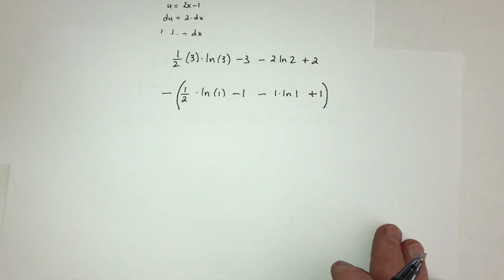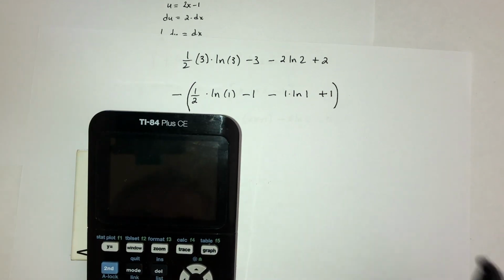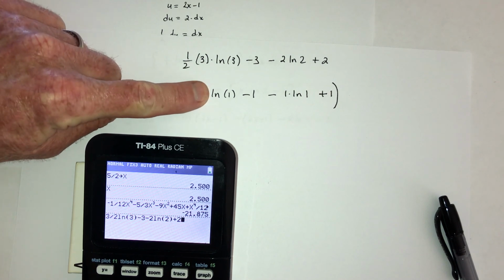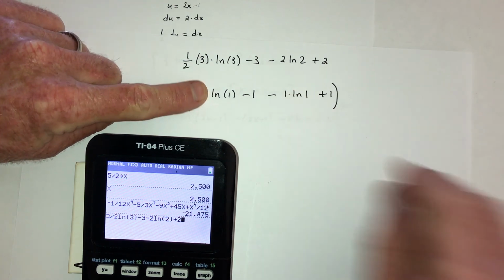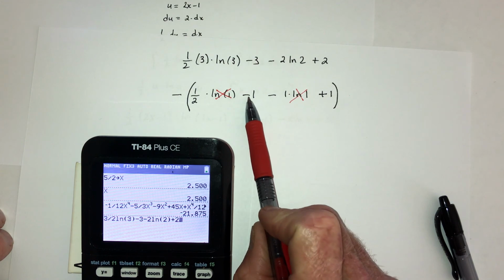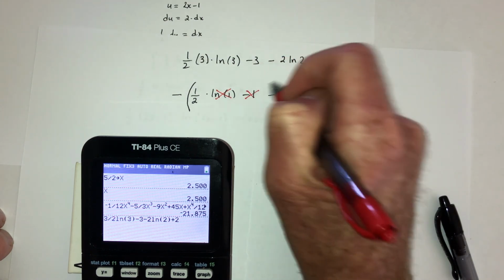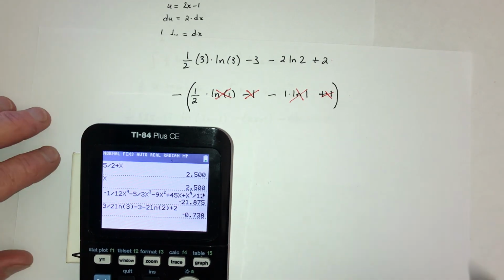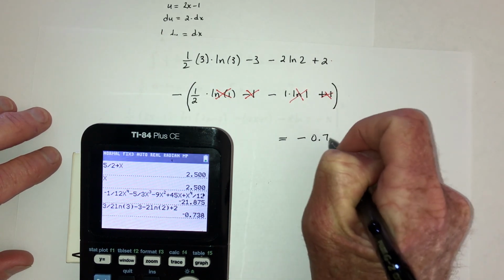Okay, so what's the final answer? So to begin with, there is 3 halves natural log of 3 minus 3 minus 2 natural log of 2 plus 2. Except I need a parenthesis and then say plus 2. And then natural log of 1 is 0, so that's gone. That one's gone. That's where the red pen comes in. This is 0. This is 0. And then this would be a negative 1 and a positive 1, so they are actually going to cancel each other out also. So actually after that 2, we're done. So the final answer is negative 0.738.